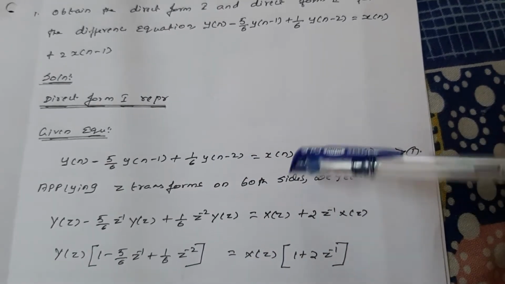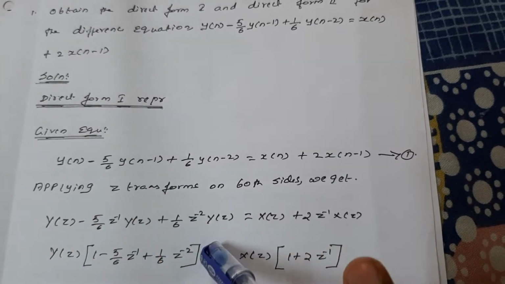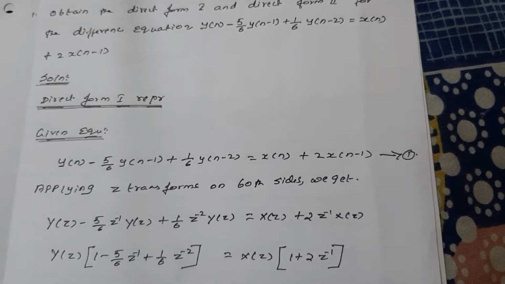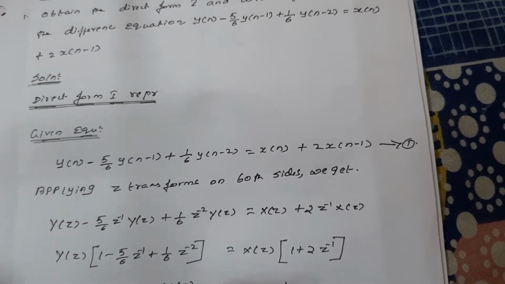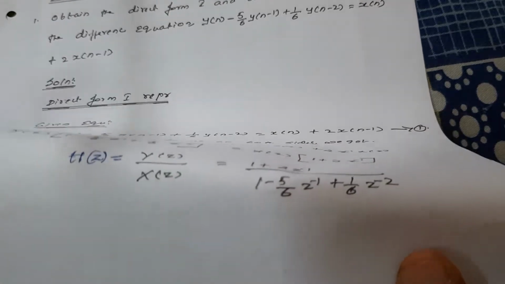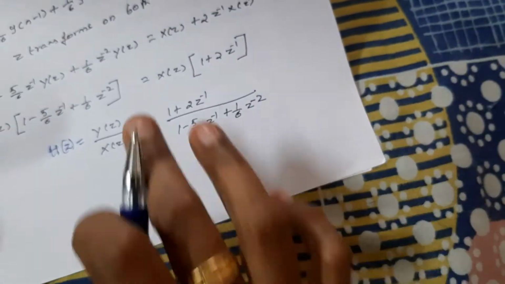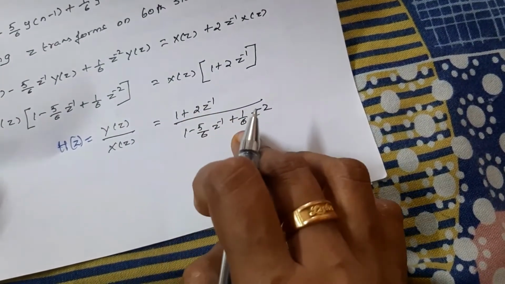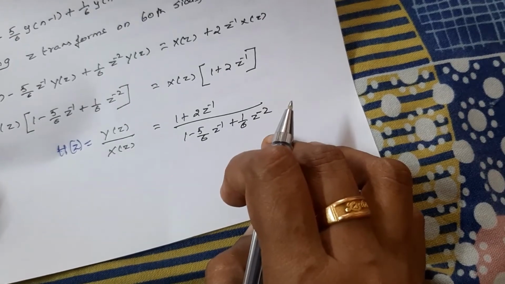Apply the Z transform, and from this side take Y of z as common and this side X of z as common. So we need to find the transfer function H of z. H of z is Y of z by X of z. So the value is 1 plus 2 z inverse by 1 minus 5 by 6 z inverse plus 1 by 6 z power minus 2.